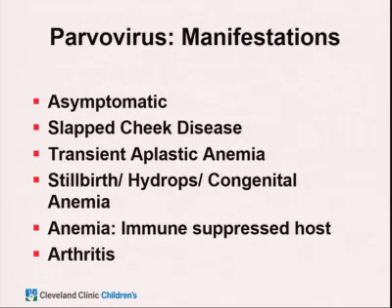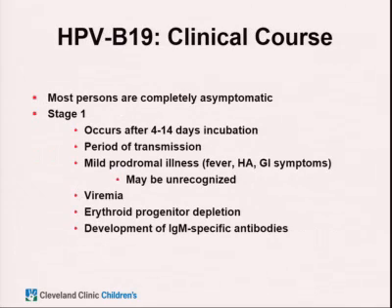So these are the manifestations. The most common manifestation is an asymptomatic infection. Most people who become infected with parvovirus are not symptomatic. Slap cheek disease or fifth disease is the most common symptomatic manifestation that we see. Remember, this is a common cause of transient aplastic crisis that Aaron Flack talked about yesterday. This can cause stillbirth, hydrops, and congenital anemia, and it is a cause of anemia in immune-suppressed hosts. Again, most people are totally asymptomatic.